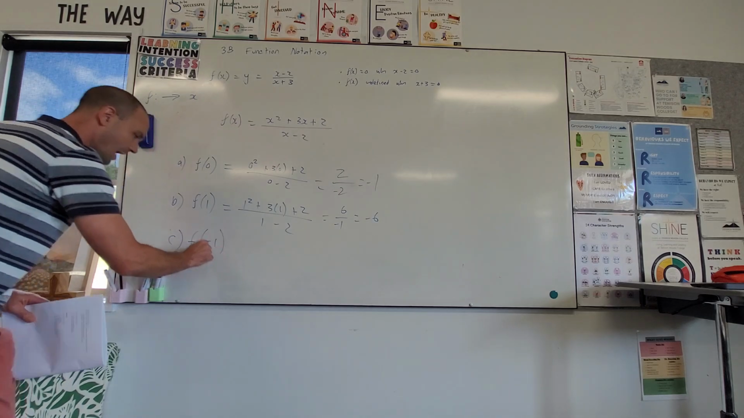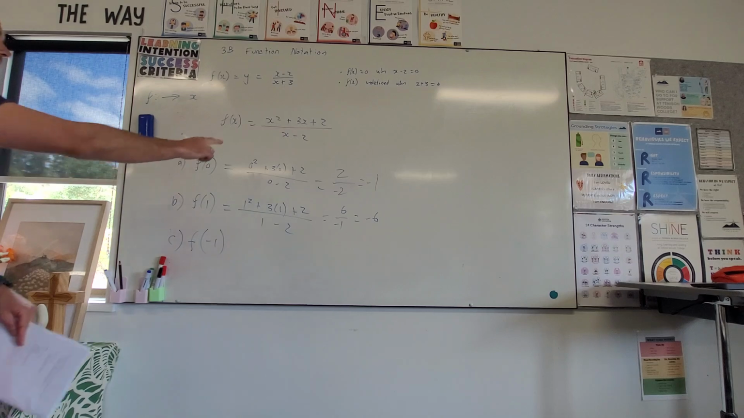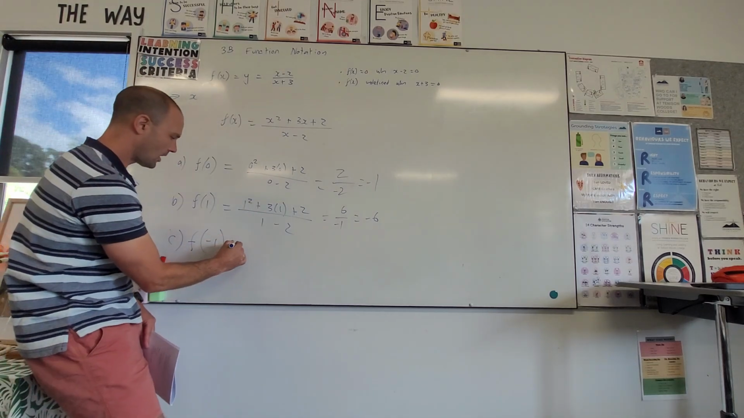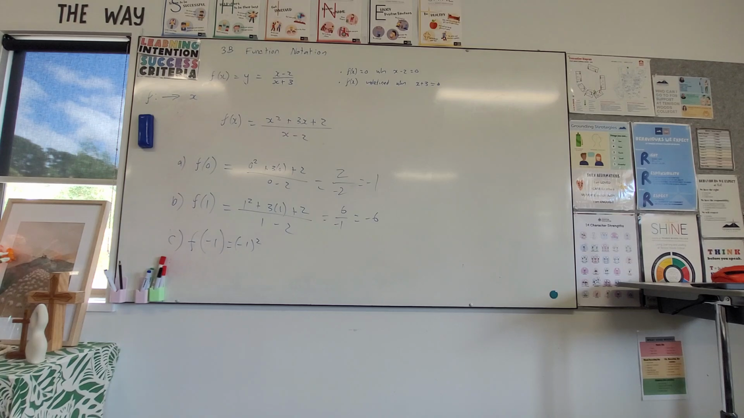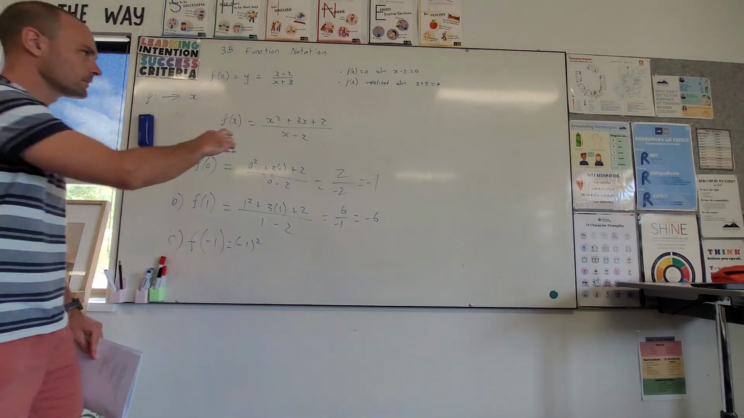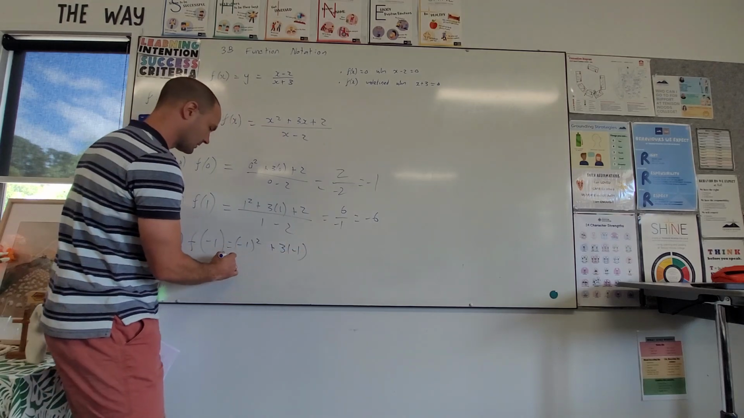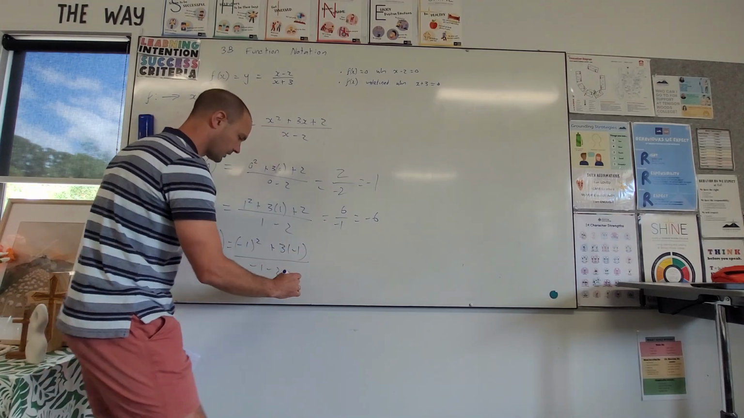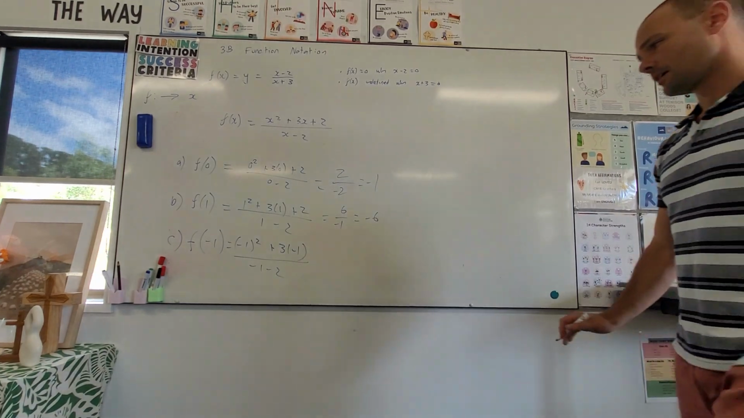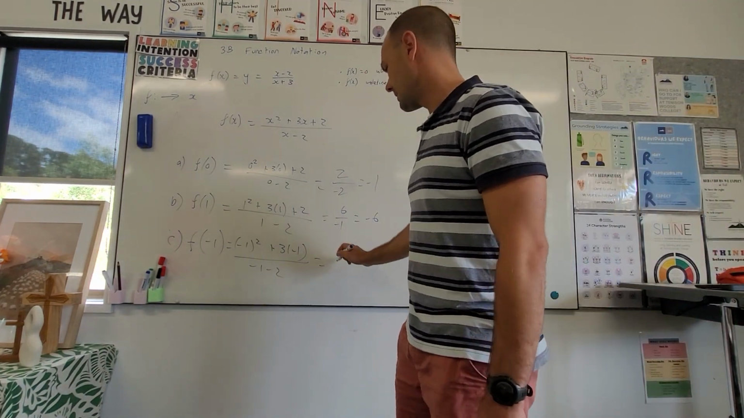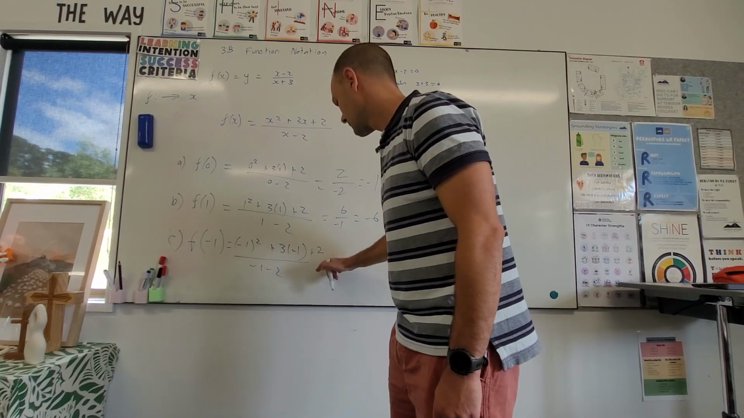All right, now we're putting the number minus 1 into our function machine. So we're going to have here minus 1 squared. That has to go in brackets because we're squaring the minus 1. Then we have plus 3 lots of minus 1. And then we're dividing it by minus 1 take 2. And we'll simplify. Sorry, I'm missing the plus 2 there, aren't I? There we go. There's our plus 2.